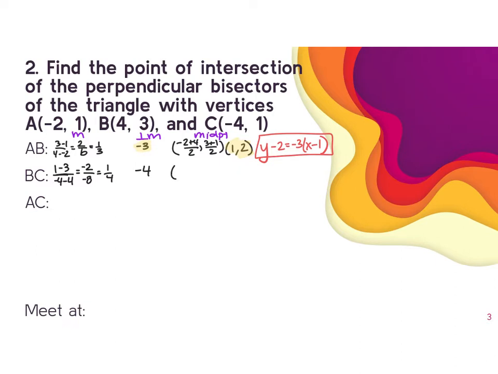Midpoint, we're going to add 4 plus negative 4 divided by 2, 3 plus 1 divided by 2. We get the point: 4 plus negative 4 is 0, divided by 2 is 0. 4 divided by 2 is 2. We're going to now write our equation using our slope and our midpoint. Y minus 2 equals negative 4, x plus 0.